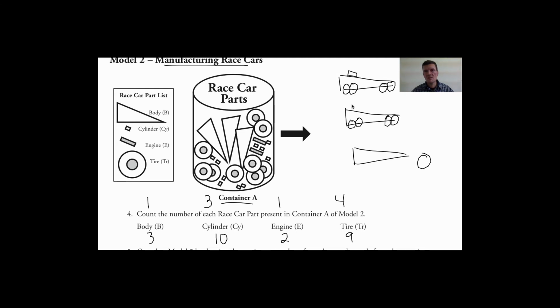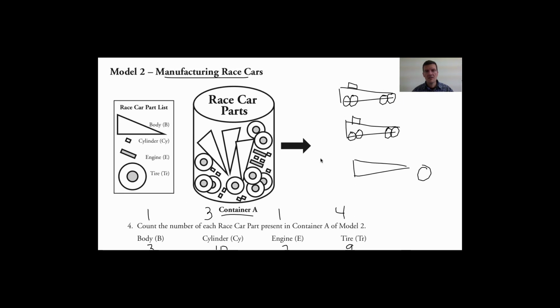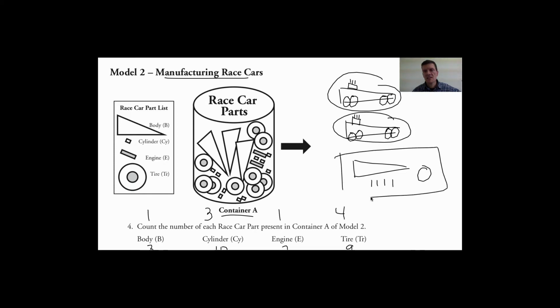And I have cylinders, 10: 1, 2, 3, 4, 5, 6, 7, 8, 9, 10 cylinders. Those are cylinders, by the way. So what happened here is I didn't plan ahead very well. I was able to make my 2 cars, but I've got these excess parts that I am not able to use because I ran out of something.